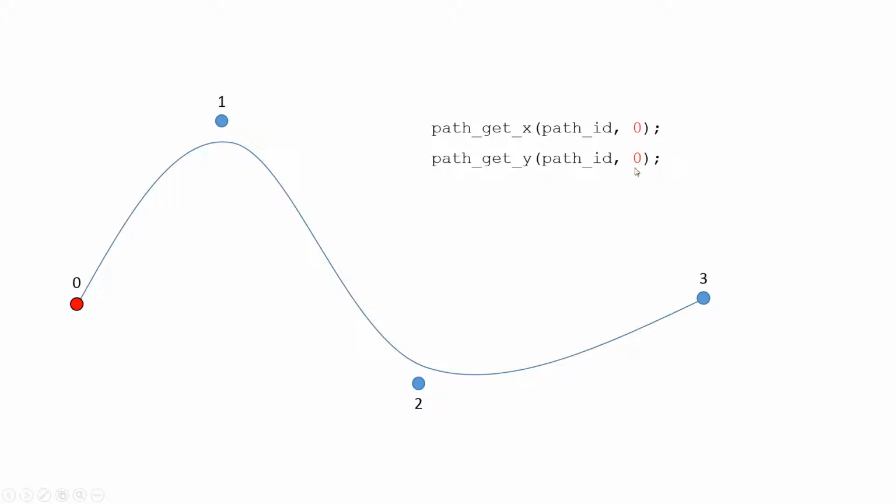If you ask for the coordinates at position 0, you will get the very coordinates at the beginning of the path. If you ask for the coordinates at position 1, you'll get the coordinates at the end of the path. And if you feed it anything in between, like for example 0.5, you will get the coordinates at the halfway point along the path. So that means that our first point here at the beginning of the path actually has the coordinates path_get_x at position 0 and path_get_y at position 0.